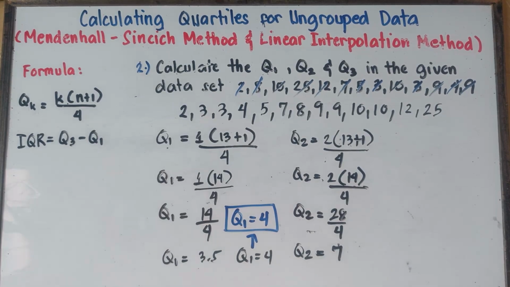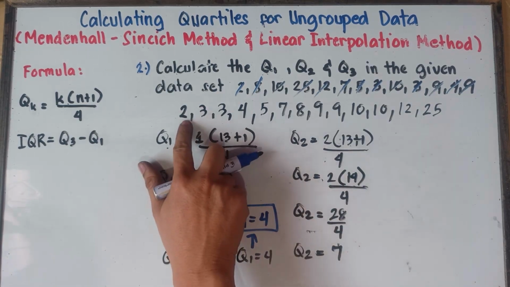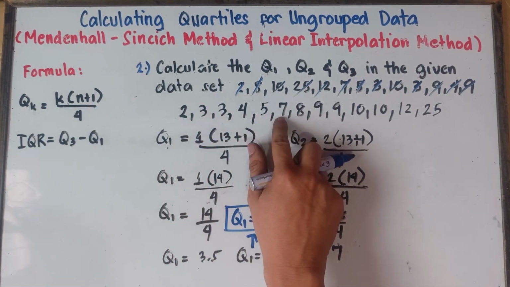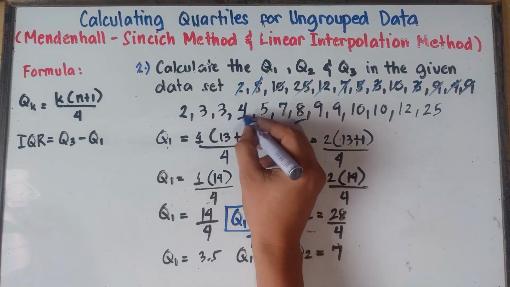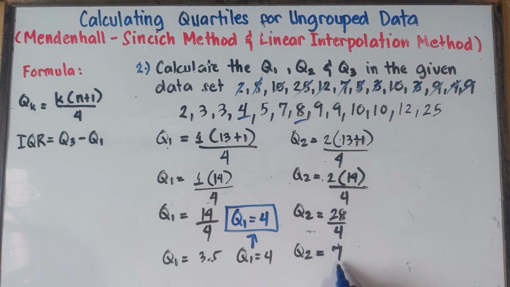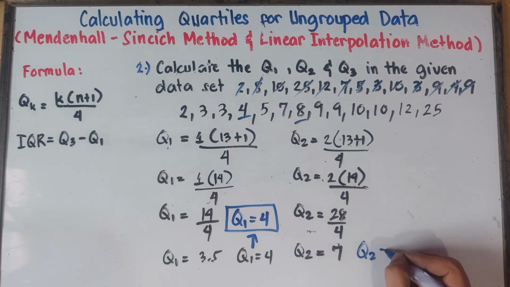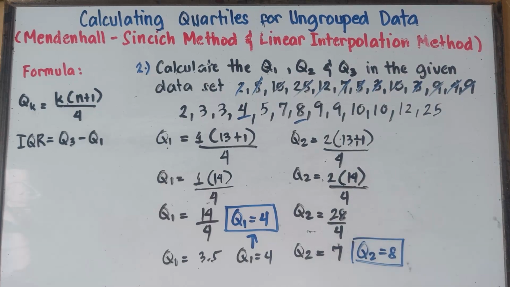Alright, so therefore, quartile 2, that would be the 7th position. Very easy, class, if it's a whole number. So if it's a whole number, take the position. So that would be the 7th position. So first, second, third, fourth, fifth, sixth, and then 7. This one right here. Alright, so a while ago, quartile 1 is 4. Then quartile 2, the 7th position, that would be 8. So quartile 2 is equals to 8. And then you're all set.